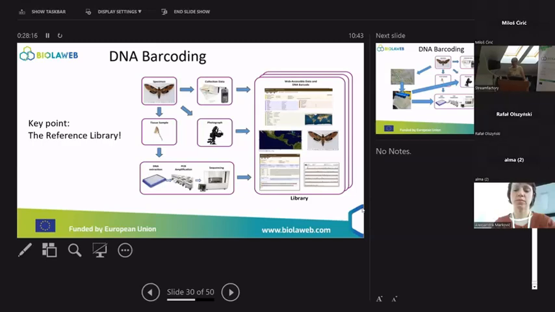And then you can do that for many species, and you build a reference library where you can make queries, where you can enter a sequence, and you will get a taxonomy from that query.